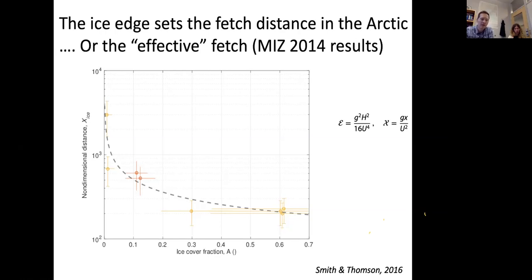And so here is an empirical result that she came up with using some of our field data that shows how the effective fetch is decreased by ice fraction. And indeed, more ice fraction, less effective fetch. So this explained our observations pretty well and was able to carry that fetch analysis forward a little bit and be able to use it in a marginal ice zone where there's partial ice cover.